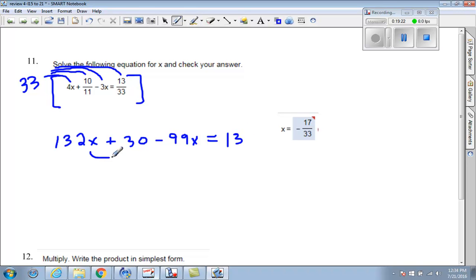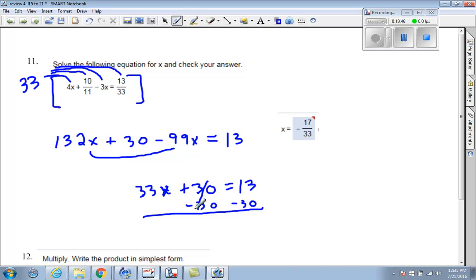Now, I can combine like terms. So 132 minus 99 is 33x. And then I'm just going to keep recording plus 30 equals 13. And then we want to subtract that 30 to the other side. So we have 33x equals negative 17. Divide both sides by 33, and voila, we got the right answer.